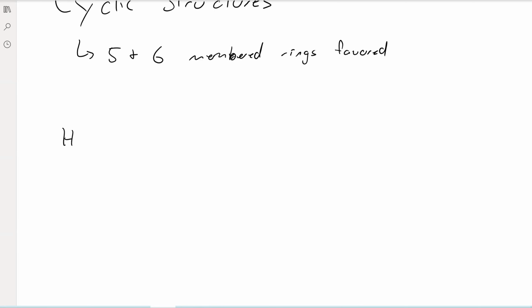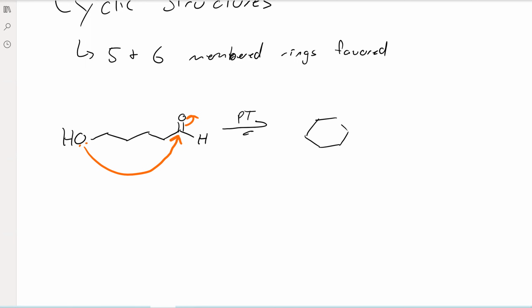So the first thing that we realize is that we have alcohols, which are good nucleophiles, and then we have carbonyls, which are good electrophiles. And so what we can have is an alcohol attack our carbonyl, and then a proton transfer occurs to get what's known as a cyclic hemiacetal.